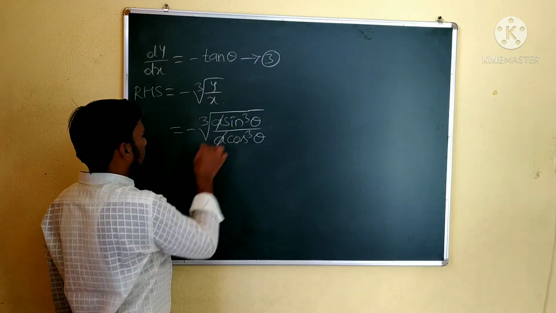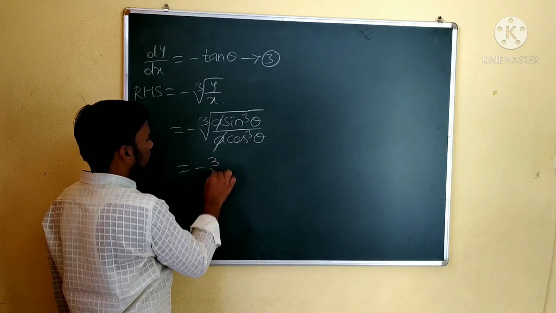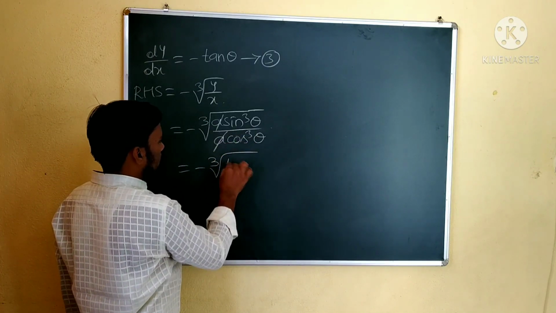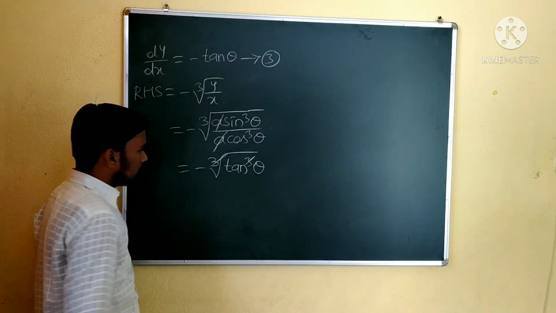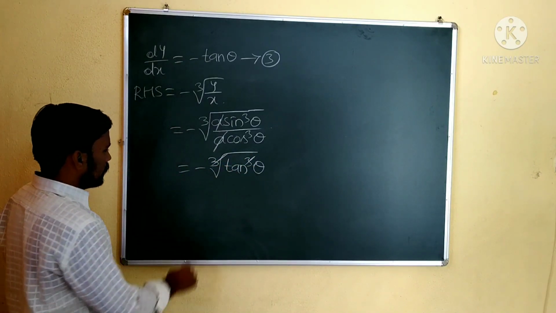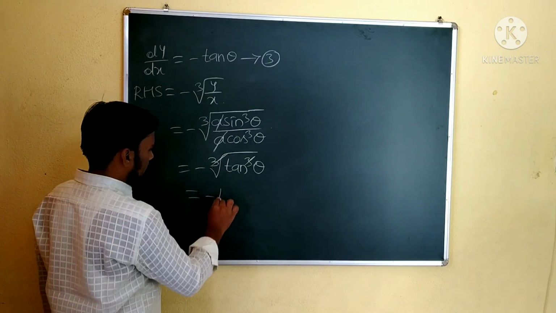Now a and a get cancelled. It is minus cube root of sin by cos, that is tan cube theta. Now the cube root and cube will be cancelled. Simply it is minus tan theta.